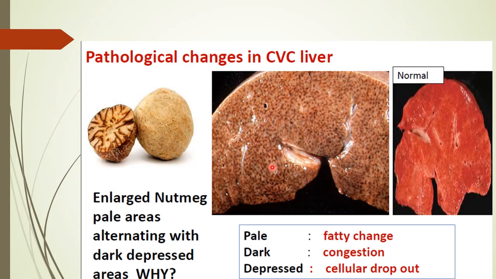So why are there dark areas and pale areas? The pale areas are due to fatty change, and the dark areas represent the areas of congestion. So this alteration of pale and dark areas gives the picture of the nutmeg appearance. This is the cut section. It is very characteristic for the chronic venous congestion of the liver.